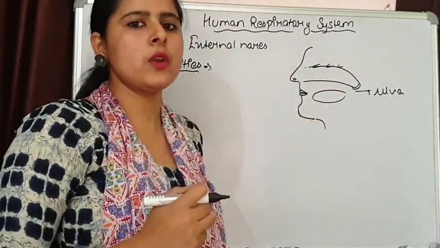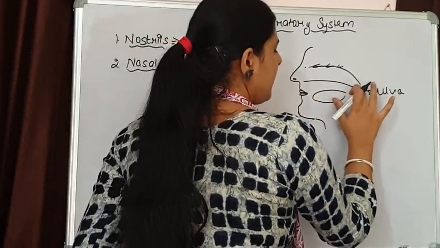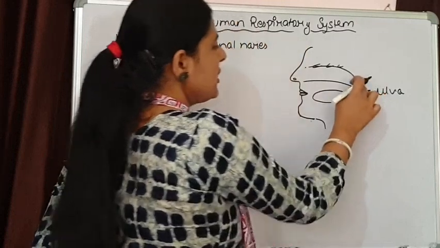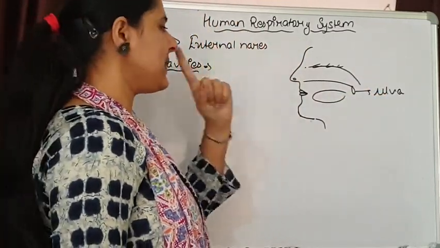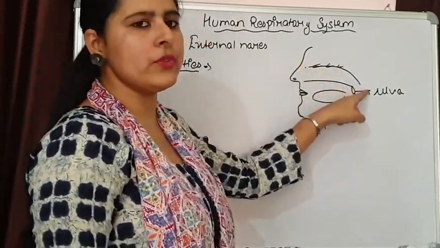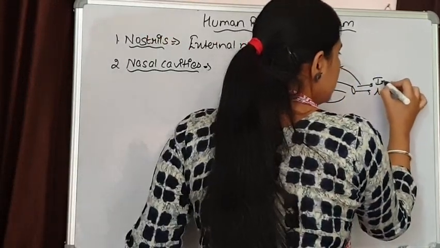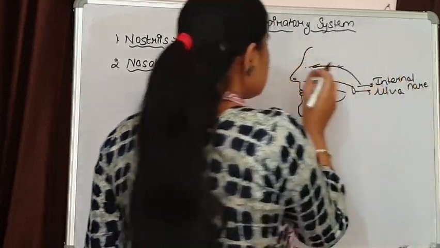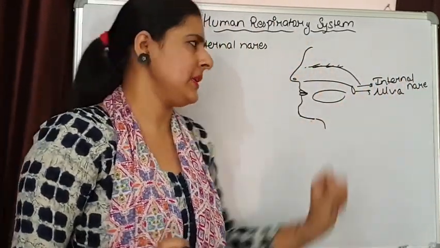So whenever we eat food, breathing will be stopped for some temporary time period. So the outer portion will be the external opening. The inner opening of this nasal cavity will be known as the internal nares. So this is how the external and internal nares are present.